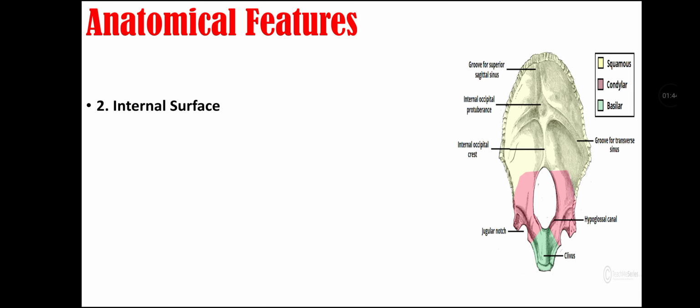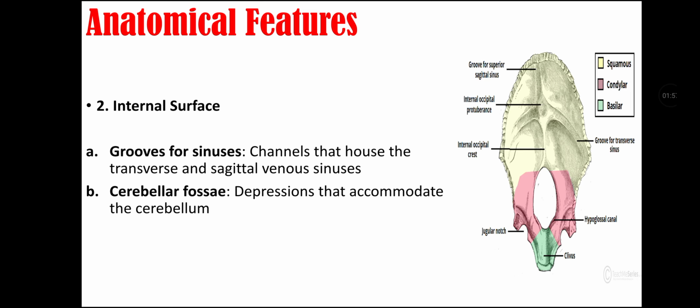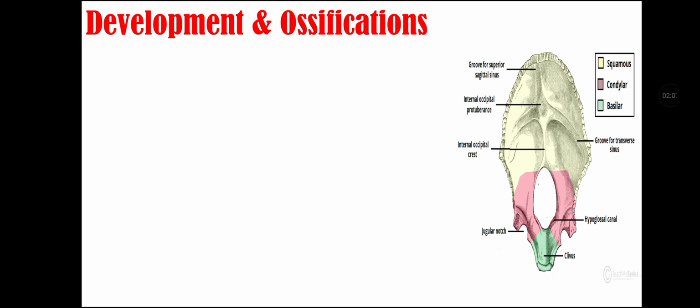Next we will talk about internal surface of occipital bone. As you can see here in the diagram, this is internal surface of occipital bone. It has grooves for sinuses, that are channels that house the transverse and sagittal sinus. Second, it has cerebellar fossae, that are depressions that accommodate the cerebellum. Third, it has clivus, that is a slope leading towards the foramen magnum that supports the brainstem.